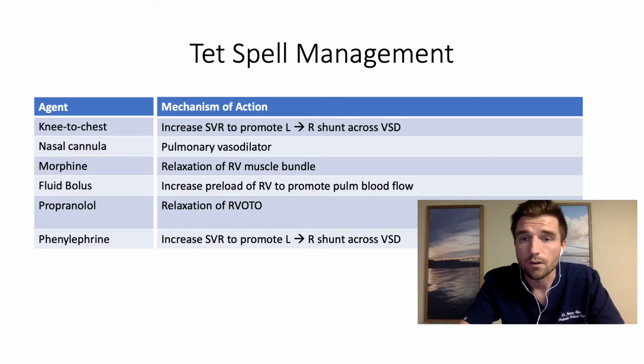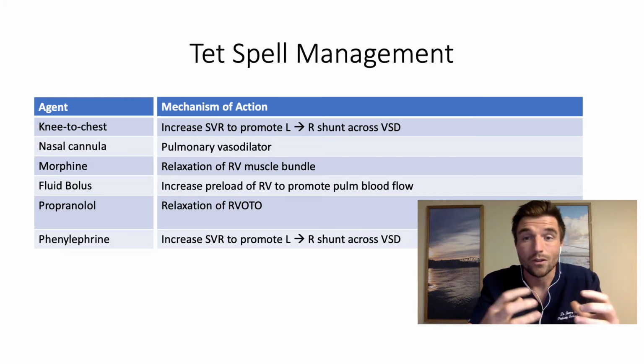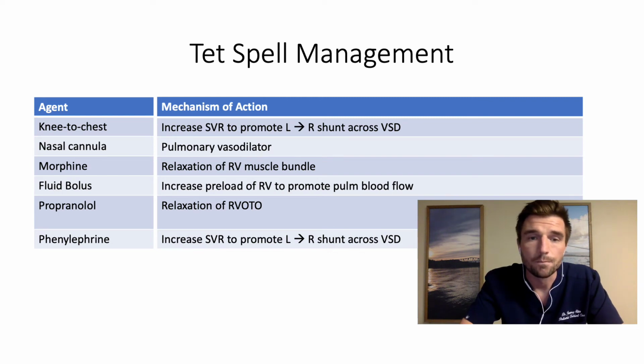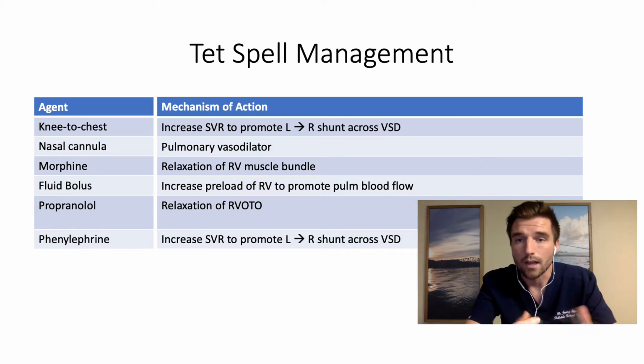Next up on the list of medical therapies would be propranolol. Propranolol, as we know, is a beta blocker. It's a negative inotrope, so it's going to help relax the myocardium, relax that RV muscle bundle. It's going to slow the heart rate. Slowing the heart rate in a tachycardic infant will help promote filling time of this sick, stiff, hypertrophied RV. And so it acts in 2 ways, by relaxing that myocardium, relaxing the RV muscle bundle, but also allowing for greater filling time.